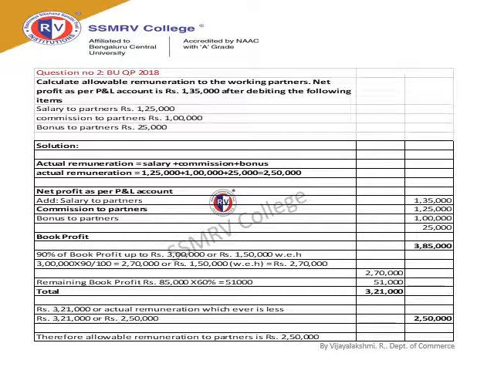3,21,000 or the actual remuneration, whichever is less. So 3,21,000 is compared with the actual remuneration. Actual remuneration is 2,50,000. We have calculated in the first line. You can see that 3,21,000 or 2,50,000, whichever is less, will be taken into consideration. Therefore, the allowable remuneration to the partners, or admissible remuneration to the partners, is 2,50,000.